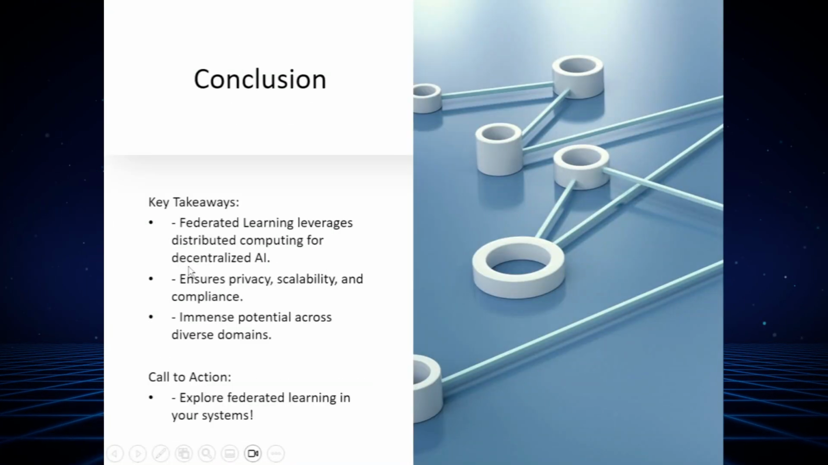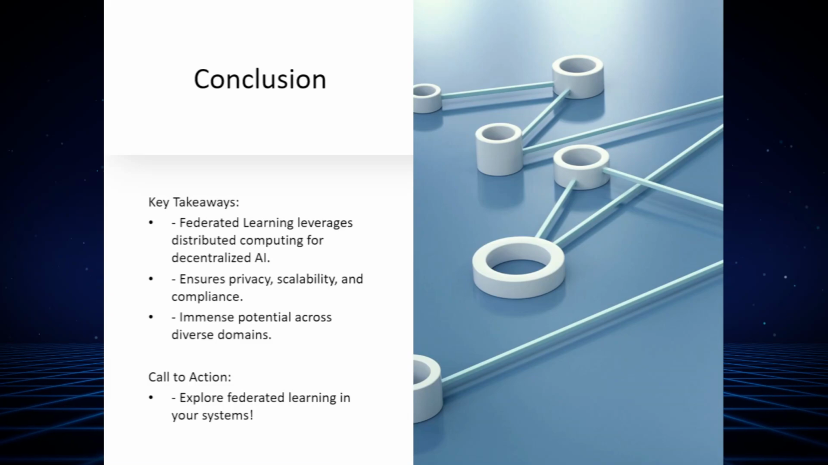Conclusion. Key takeaways. Federated learning decentralizes model training. It prioritizes privacy, scalability, and efficiency. It has immense potential across industries. If you care about data privacy but still want to leverage AI, federated learning is for you.